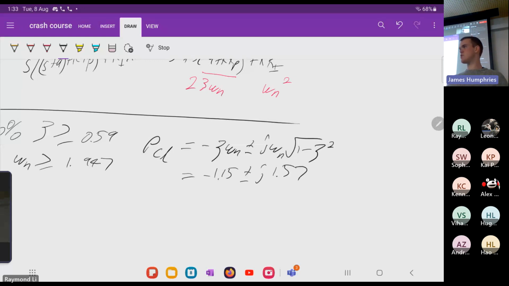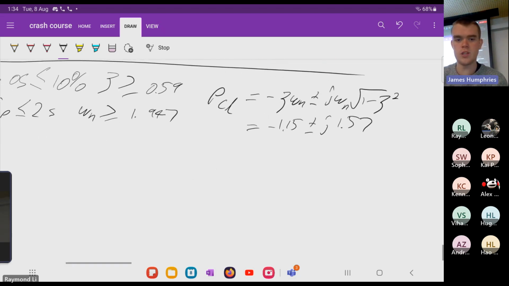So that's what I mean by the first thing you want to do is set up and try to get your closed loop poles. Because just by doing this, you can already set yourself up to get maybe a mark or two, especially for a bigger question.